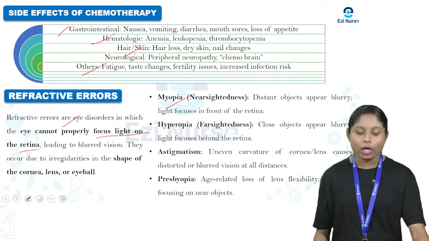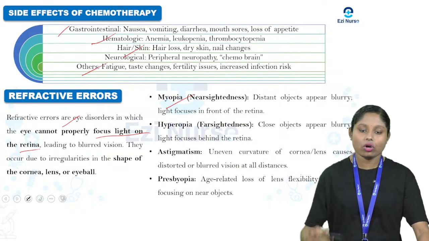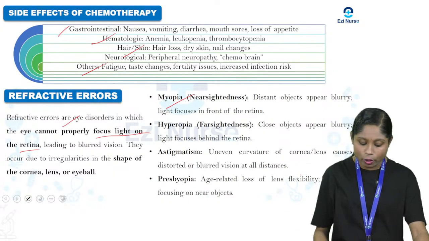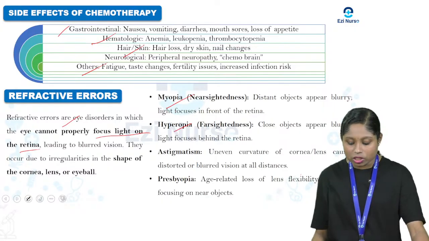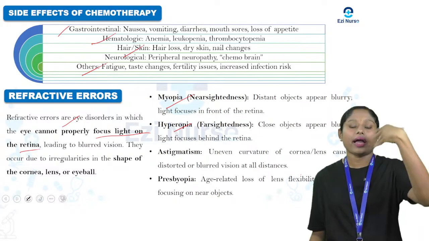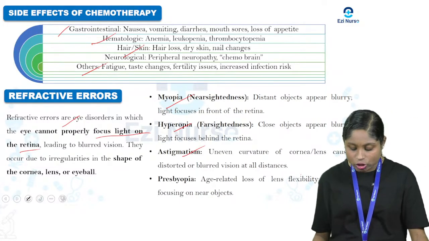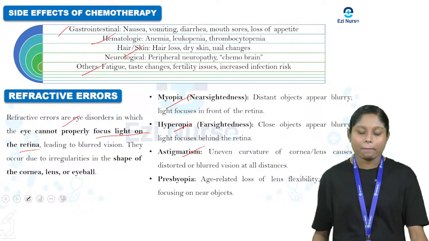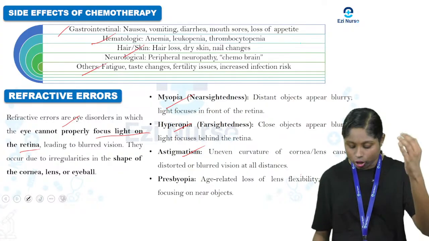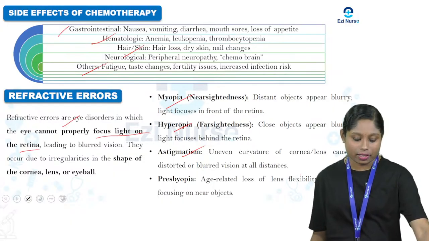So what are the types? Myopia, nearsightedness: distant objects appear blurry, light focuses in front of the retina. So distant objects will be blurry, and that is myopia. Hyperopia: close objects appear blurry. So with close objects, things will be blurry, and that is called hyperopia. Astigmatism: uneven curvature of the cornea or lens causing distorted or blurred vision at all distances. At all distances, if you have blurred vision due to uneven curvature of the cornea or lens, it is known as astigmatism.